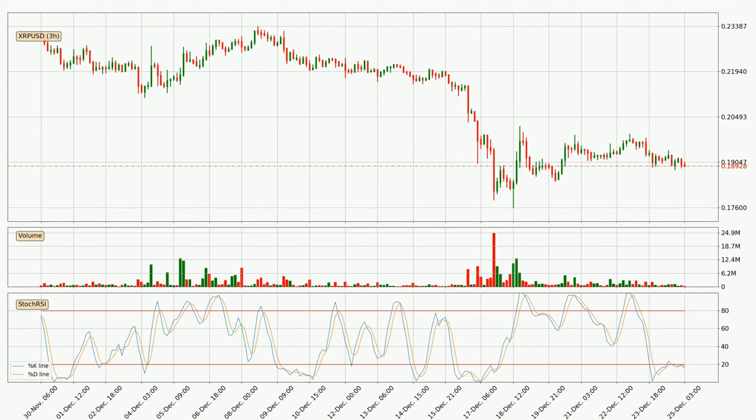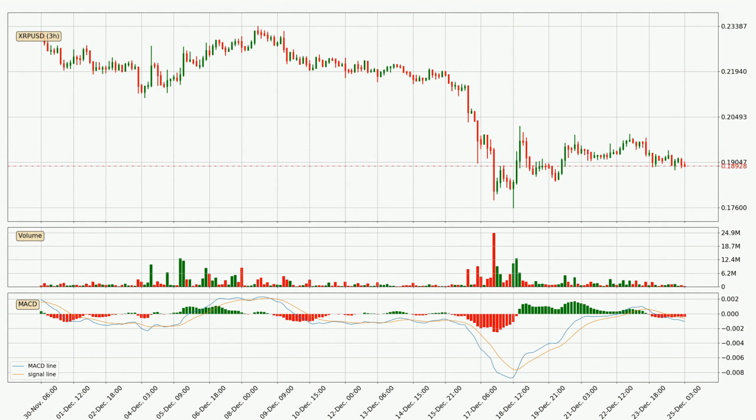Jumping to the 3-hourly stochastic RSI, we can see that the crypto is being oversold because the %K and %D lines are in the lower region. A change in the trend can be expected, or for the crypto to remain at least stable for some time. You should wait to see if there will be an upward trend to the crypto, because the K line has not yet crossed the D line.